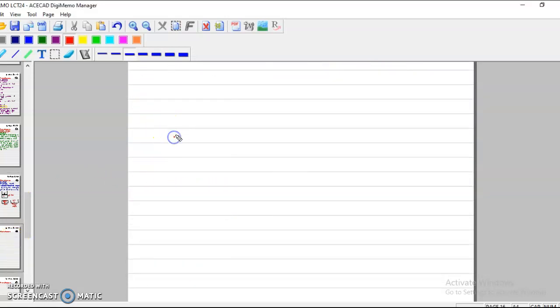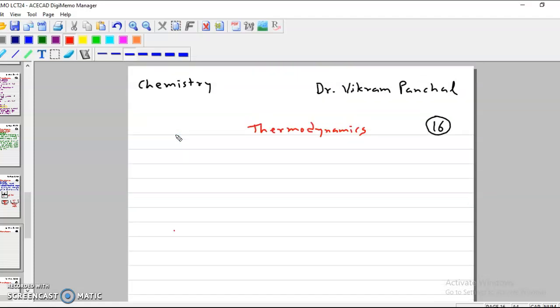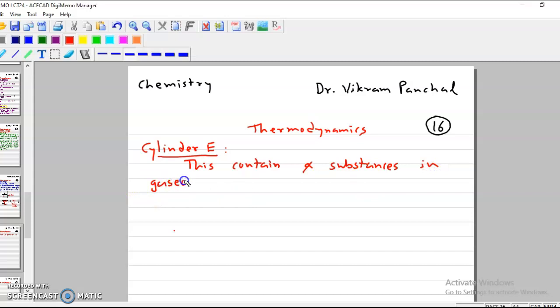So first of all, we take cylinder E. This contains substance or substances in gaseous state. And it is a system.